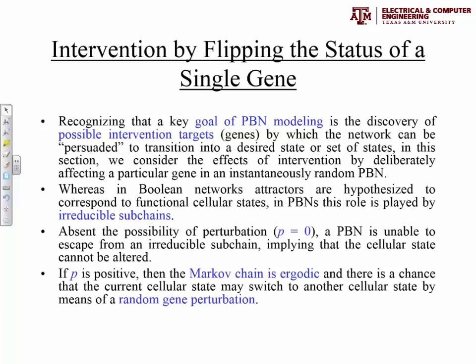So now that we understand, or at least we think we understand, something about genetic regulatory networks, and how the PBN could also be represented as a Markov chain, now we want to look at intervention. First we will look at intervention by flipping the status of a single gene.